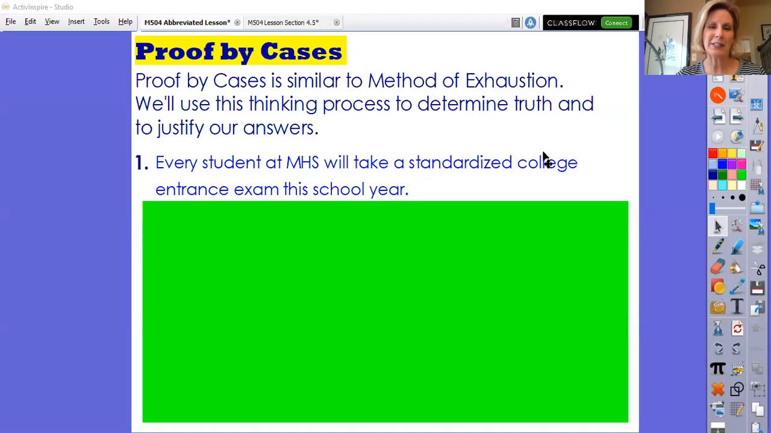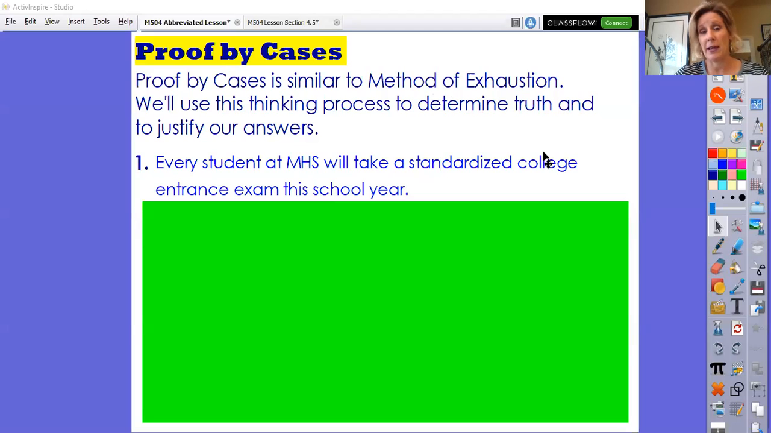So proof by cases is really similar to the method of exhaustion. The hardest part sometimes is just figuring out what the cases ought to be. In the last example, we determined that we needed to test n equals 2, 6, 10, 14, and 18.